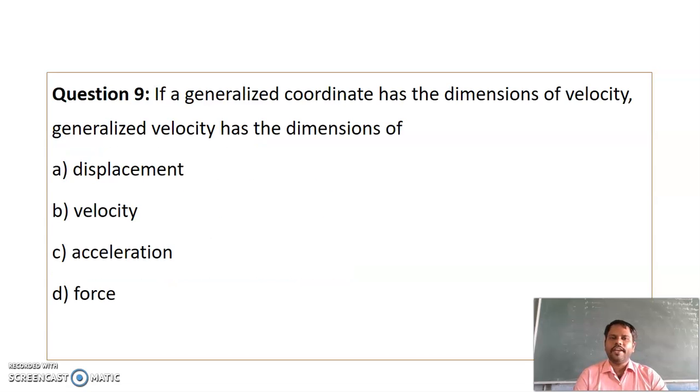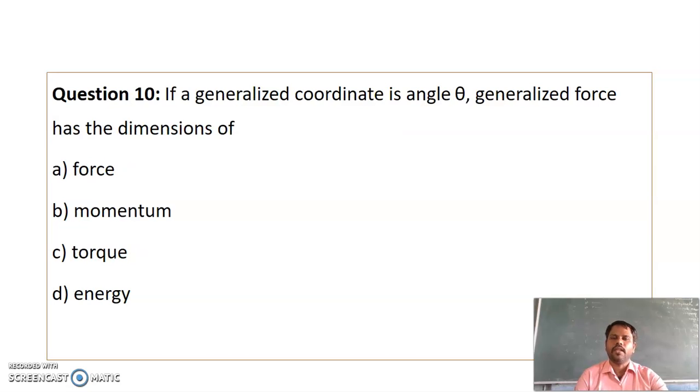If a generalized coordinate has the dimension of velocity, the generalized velocity will have the dimension of the differentiation of velocity, which is acceleration. So the answer is option C. Question number 10. If a generalized coordinate is the angle theta, the generalized force has the dimension of torque. The answer is torque, option C.